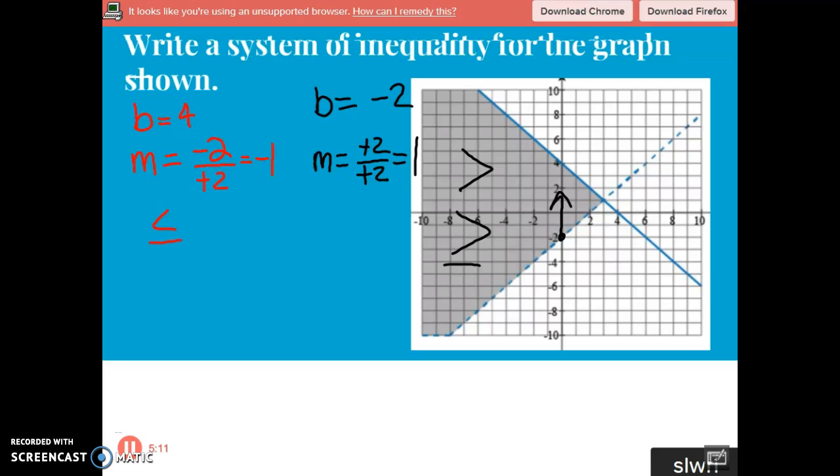In this case, it's going to be greater than, because the solutions will not include anything on this line. So that's why it's dotted. It's dotted because none of the answers are on that line. That line is actually a boundary. So that's the correct symbol. Now we can write our equations.